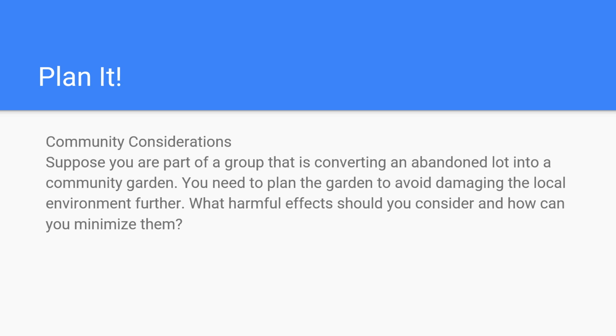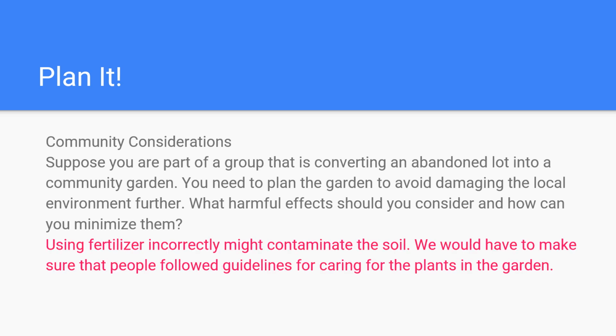Planet. Community considerations. Suppose you are part of a group that is converting an abandoned lot into a community garden. You need to plan the garden to avoid damaging the local environment further. What harmful effects should you consider and how can you minimize them? So using fertilizer incorrectly might contaminate the soil. We would have to make sure that people followed guidelines for caring for plants in the garden.